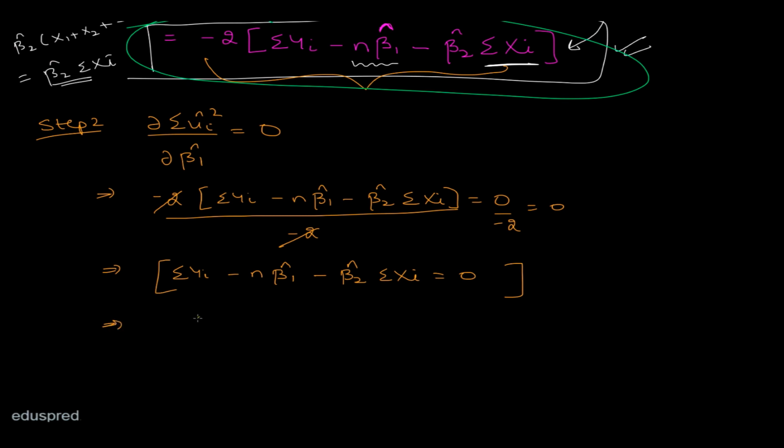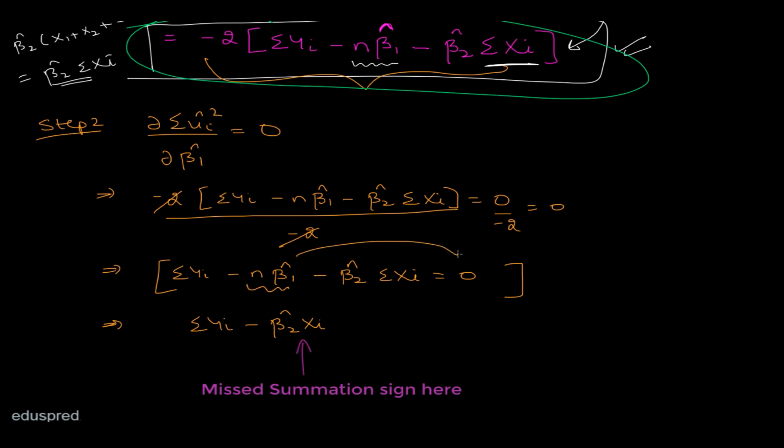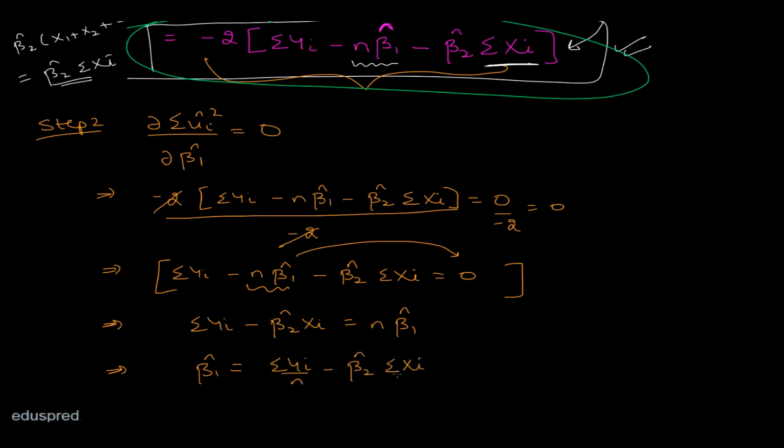So this implies that summation of yi minus beta 2 hat xi, I can take this to the right hand side over here. So this is equal to n beta 1 hat. And this implies that beta 1 hat is equal to summation of yi divided by n minus beta 2 hat summation of xi divided by n.